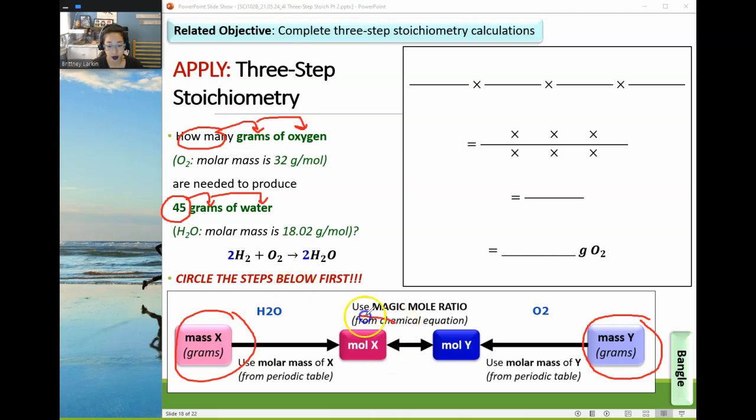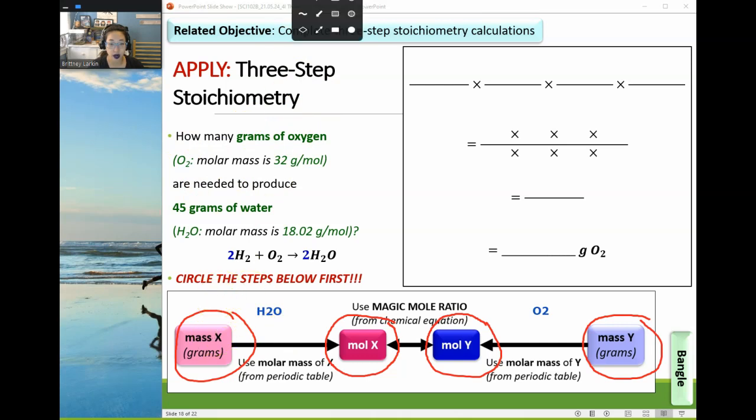Well, the middle steps here are first we need to get to moles of the same chemical, H2O, and then we can convert moles to moles to our new chemical, oxygen, using our magic mole ratio from our chemical equation. So let's go ahead and start this off. Again, we're starting off right here with our grams of H2O. So let's fill that in.